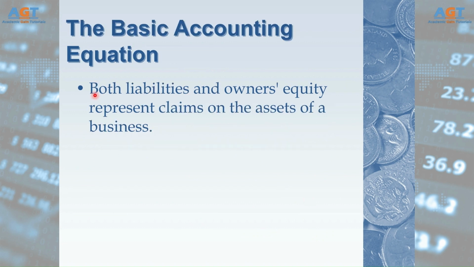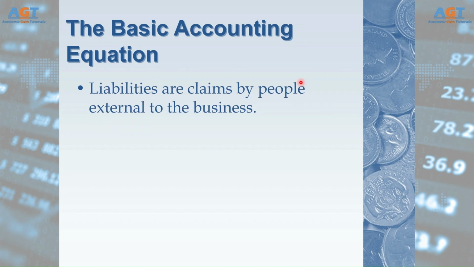Claims on assets. Both liabilities and owner's equity represent claims on the assets of a business. Liabilities represent claims by outsiders, while owner's equity represents the claim by owners. Let's separate these two types of claims clearly. Liabilities as external claims. Liabilities are claims held by external parties such as banks, suppliers, and lenders. These claims have priority over owner's equity.